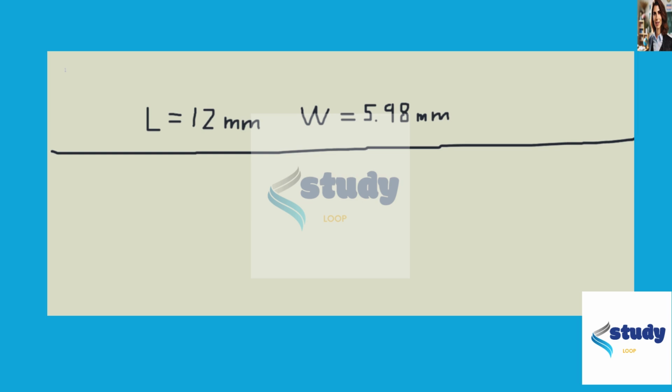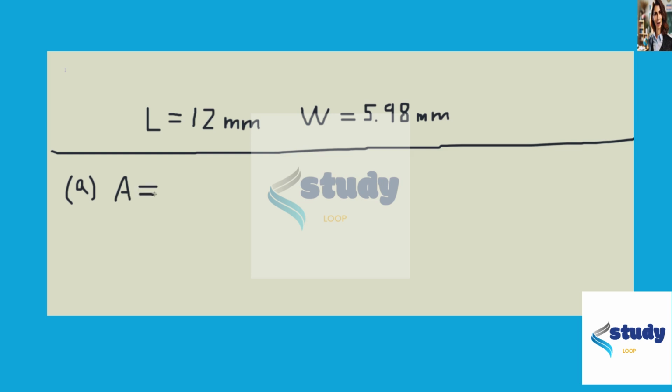For our question, we have the length of a rectangular piece of sheet metal given as L, and it's equal to 12 millimeters, and the width is given as W, and it's 5.98 millimeters. So for part A, in multiplication or division, the number of significant figures in the result must be equal to that of the number which has the fewest significant figures. L has the fewest significant figures with 2, so in all of our answers, we're going to report to 2 significant figures.